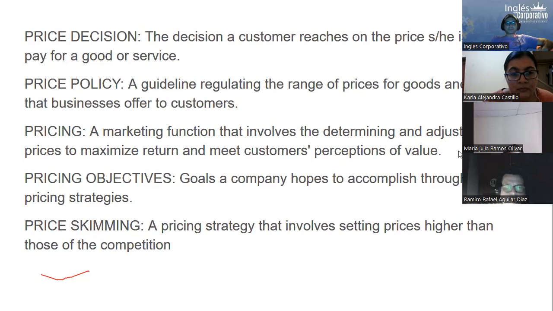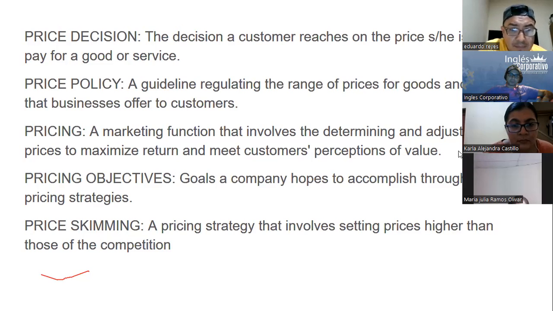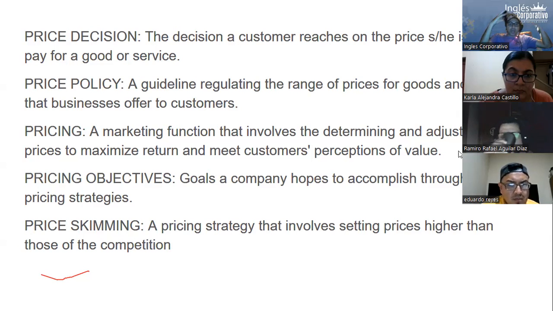Pricing is a very easy one. Who wants to read pricing? Go ahead. Pricing: a marketing function that involves the determining and adjusting of prices to maximize return and meet customers' perceptions of value. Very good. So when you put a price on a product, it has to be very good, so you have profits, but not that high, because if the customers perceive that the price is too high, they won't buy. It has to be the right price for you to have profits and for the customers to buy the product.